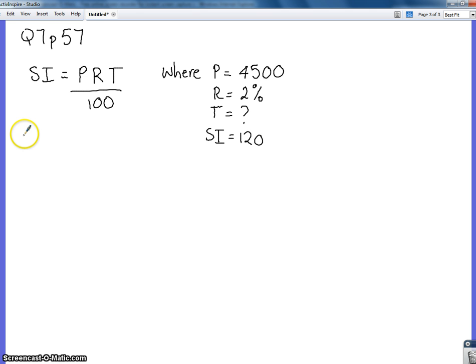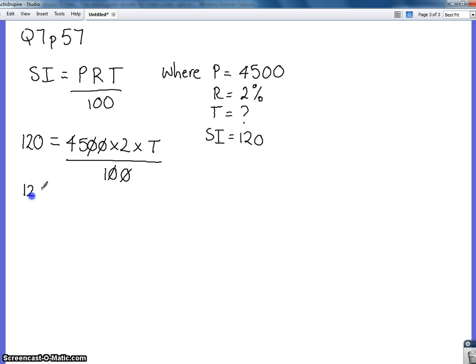What does it look like? Well, it looks like this. 120 equals 4,500 times 2 times T divided by 100, yeah? That's what it looks like. We're okay with that? All we've done is we've replaced what we know with what we don't know, and then we've left that one. Okay? Alright. What do we have to do to solve this? We have to get T on its own, don't we? Okay? The simple thing that we can do is go like this.